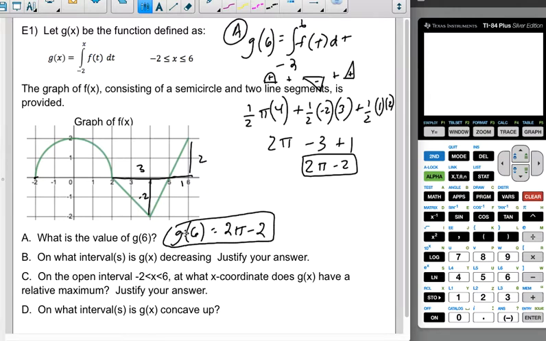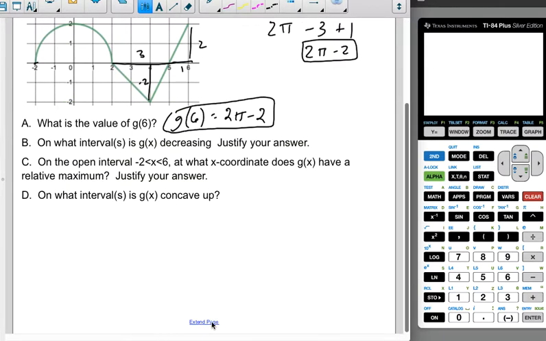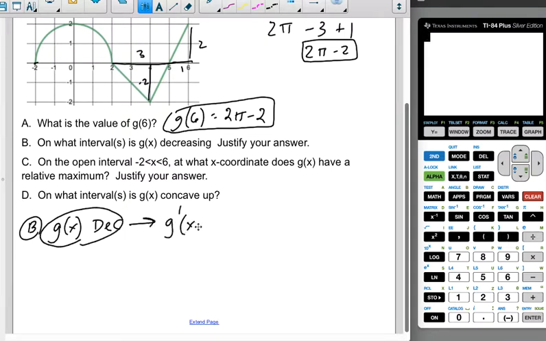All right, part B. On what intervals is g of x decreasing? Justify your answer. In order to do these prompts, you have to ask, wait a second, what would it mean for g to be decreasing? So g of x is decreasing. What that means for us is that g prime of x is less than 0, right? That's what we're looking at. So what that tells me is, I need g prime.